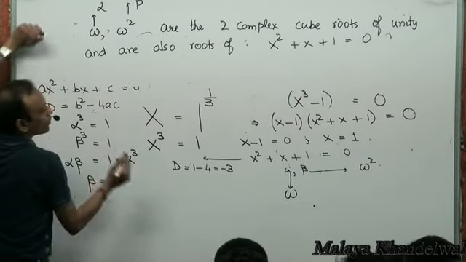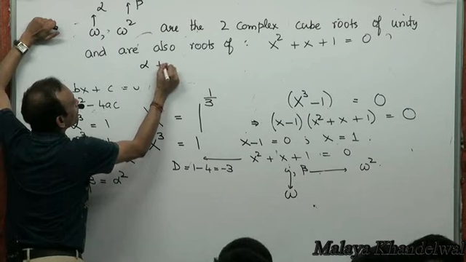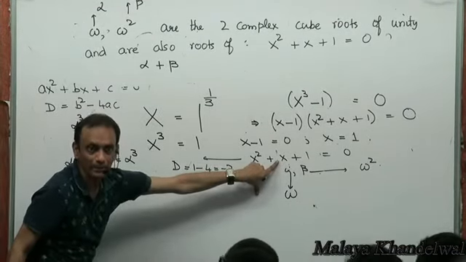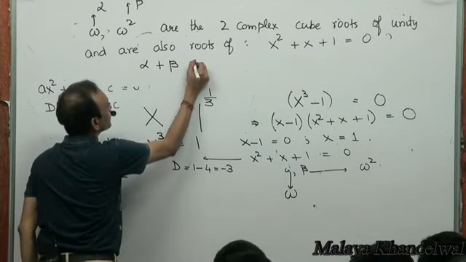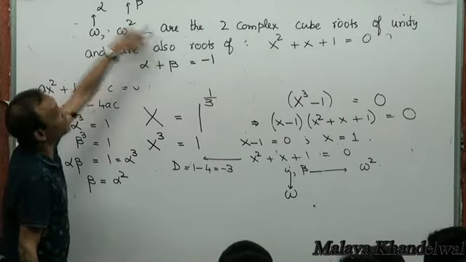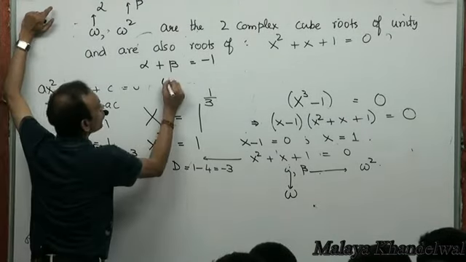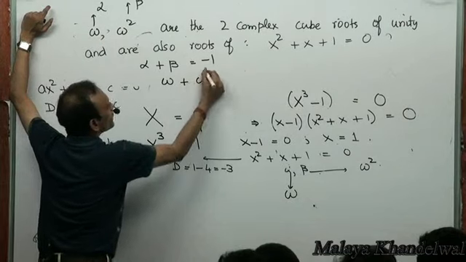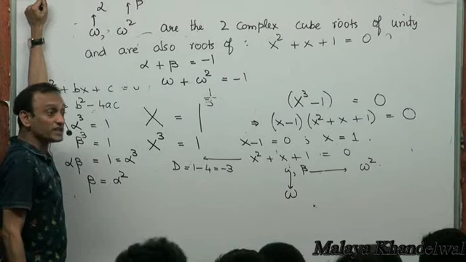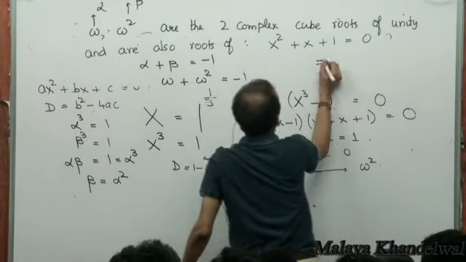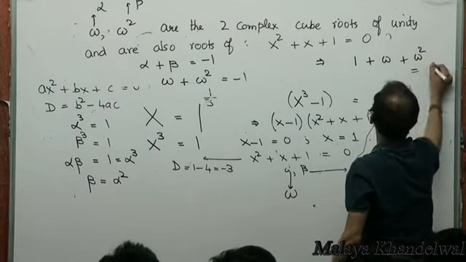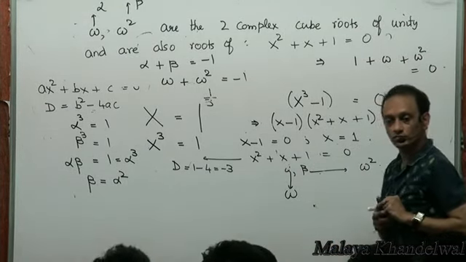Now, what is alpha plus beta? Minus 1, the sum of the roots of this quadratic, minus b by a, which is minus 1. Alpha is omega, beta is omega squared. So omega plus omega squared is minus 1, or 1 plus omega plus omega squared is 0. Yes or no?